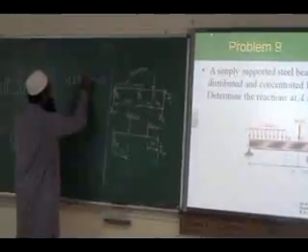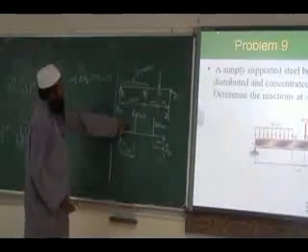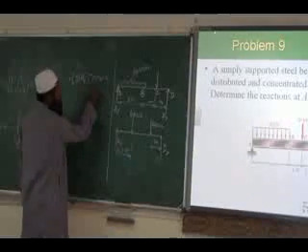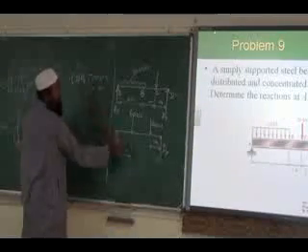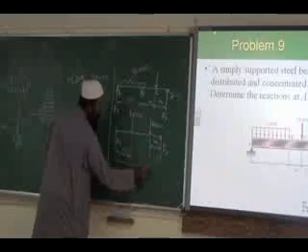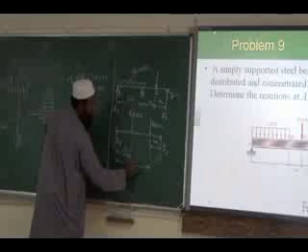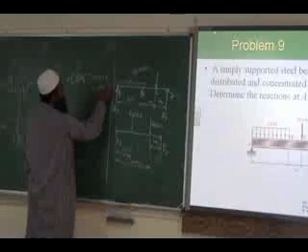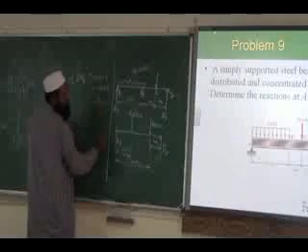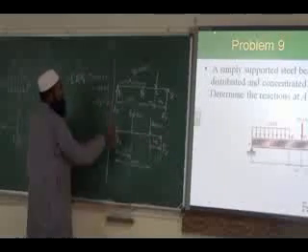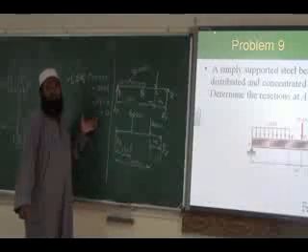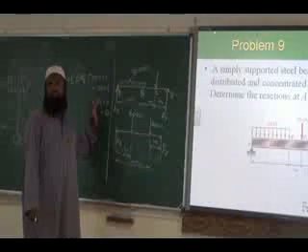So this will be minus 60 into 1.5. Minus 50 into, what is the distance? 4 meters. 50 into 4 plus Dy into 5. Dy into 5 equals 0. This equals 0. This is the moment equilibrium equation.